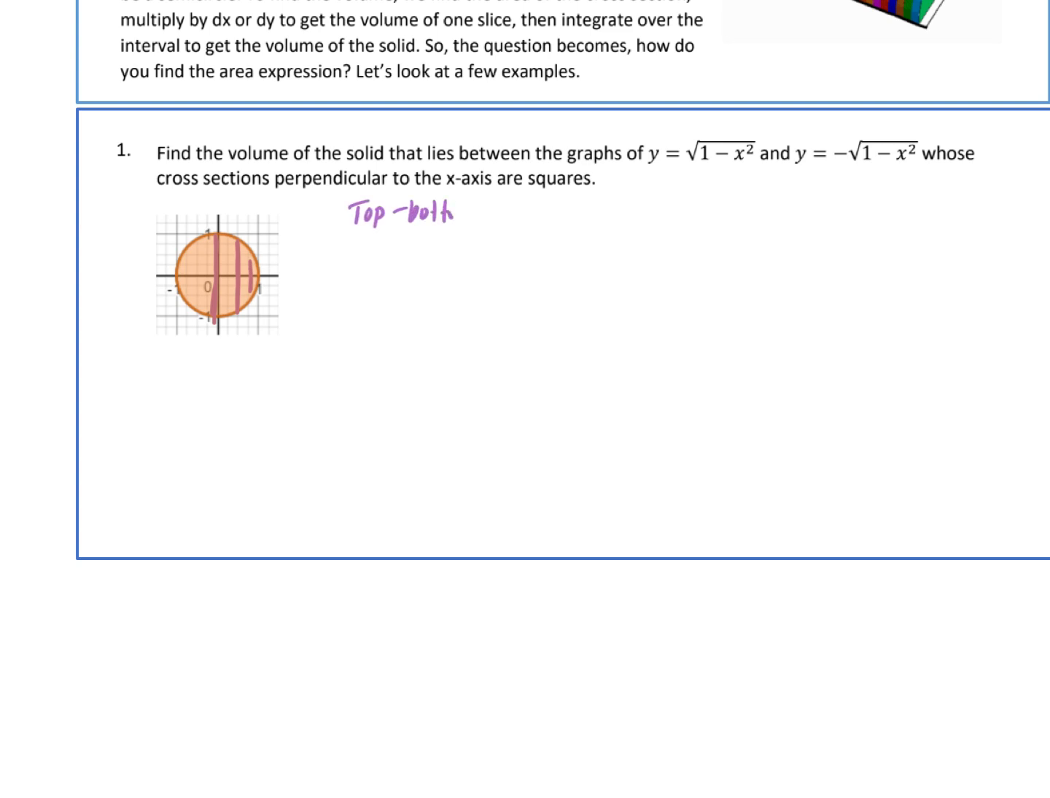minus bottom. So if I do the top curve, which is going to be the 1 minus x squared minus the bottom curve, we're going to get 1 plus, so we're going to get 2 square root of 1 minus x squared. That represents the base of the square, and we know that the formula for a square is side squared. So this represents one side.